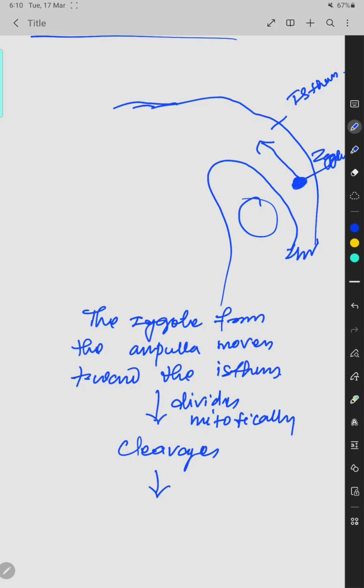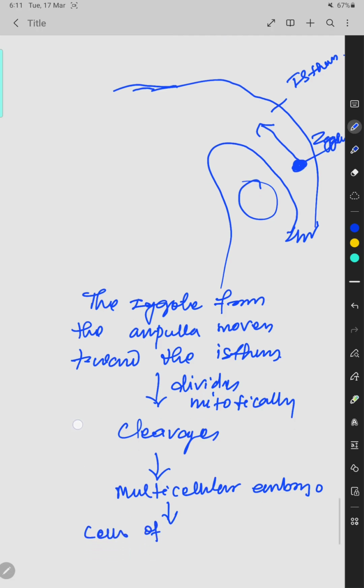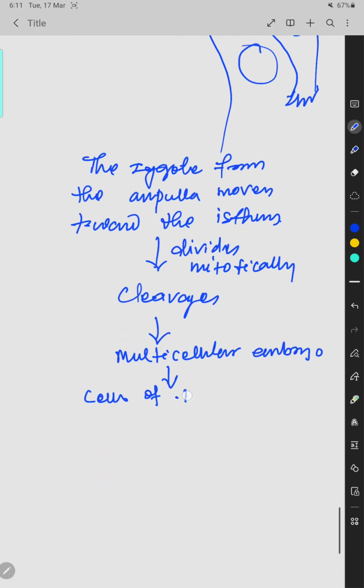Then after cleavage, the multicellular structure, or you can say the embryo, is formed, and cells of the embryo are called blastomeres.